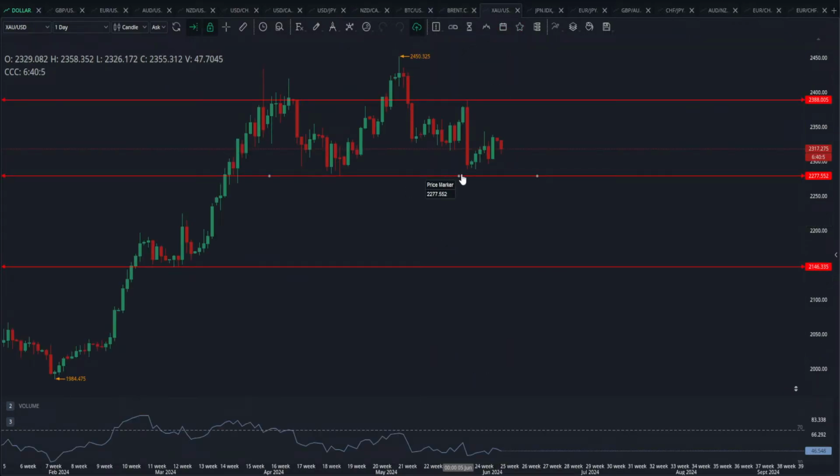Same is with the gold. I'm expecting the gold also to sell off below 2277, but if it holds here, then the next level will be 2388 in this one.